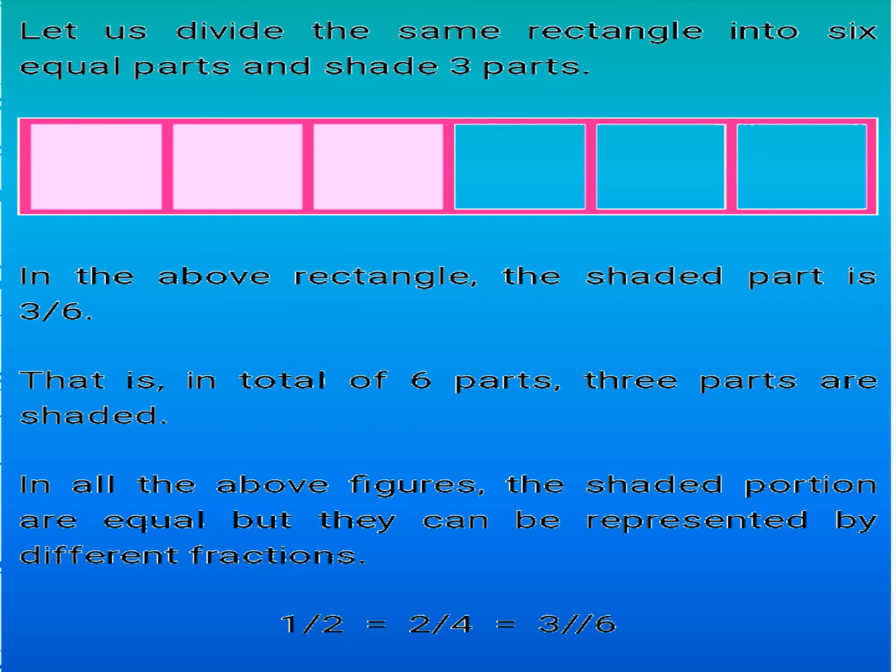Let us divide the same rectangle into 6 equal parts and shade 3 parts. In the above rectangle, the shaded part is 3 upon 6. That is, in total of 6 parts, 3 parts are shaded. In all the above figures, the shaded portions are equal, but they can be represented by different fractions. That is, 1 upon 2, 2 upon 4 and 3 upon 6, but their value is same.